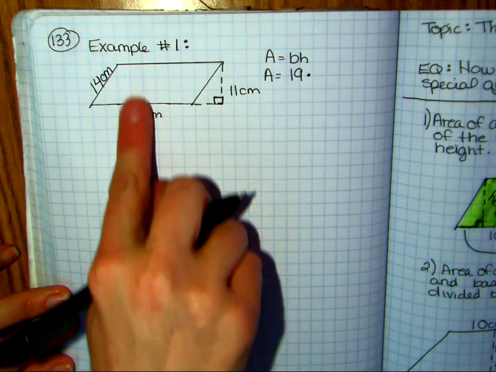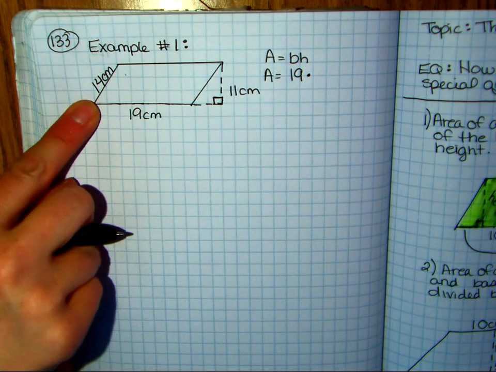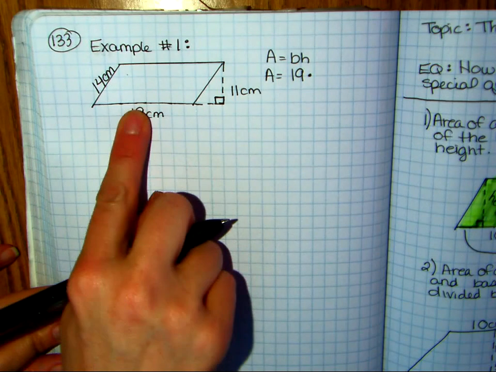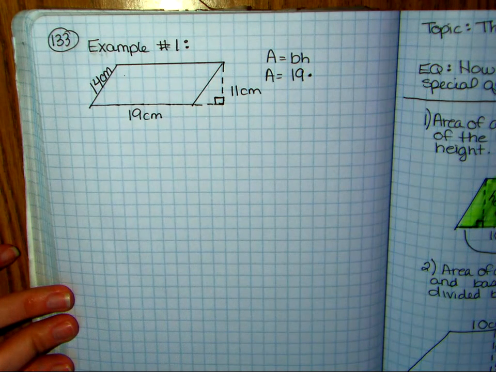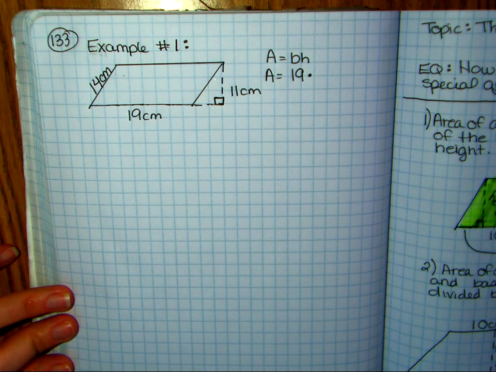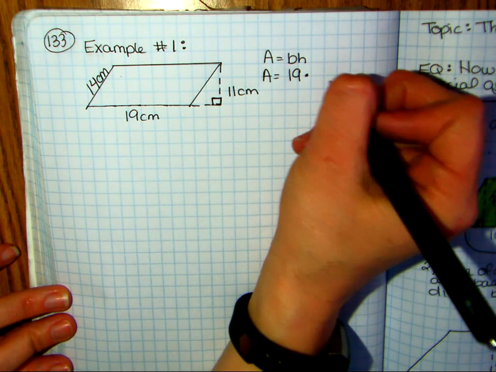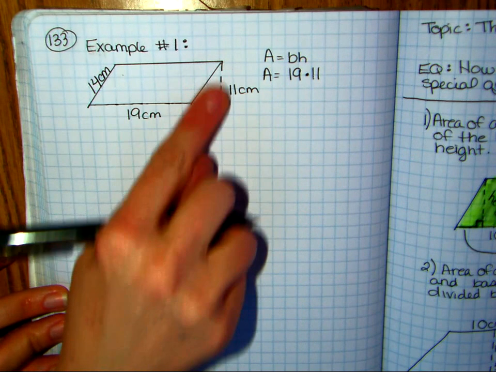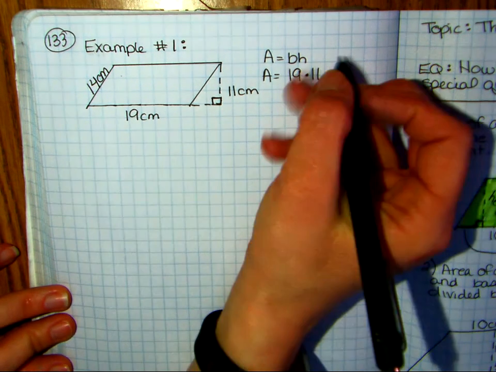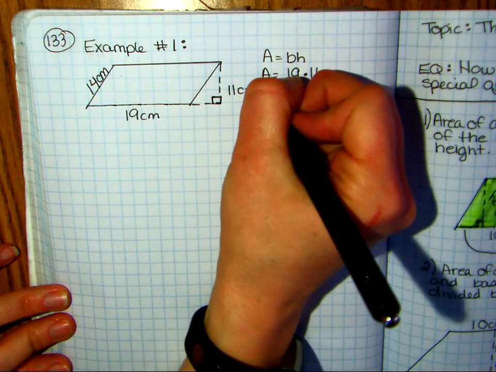Remember, is this a 90 degree angle? It's not creating a perpendicular line. So you want not a diagonal line, you want a perpendicular line. So what would the perpendicular line be? 11 centimeters. They'll do that a lot. It is tricky, so just make sure it has to be a perpendicular line. Okay? Good. So we have 19 times 11.